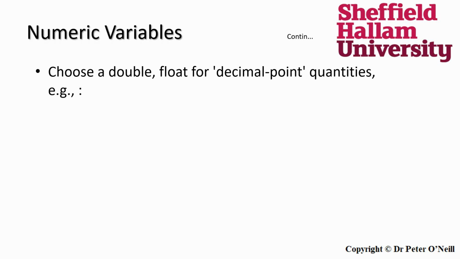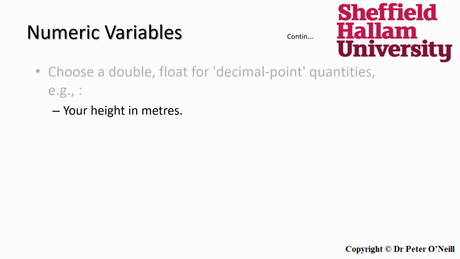So when should you choose a double, float or decimal point or a floating point? Well, you should choose it for things like height in meters, money, yep, because you're going to have £1.99. So if you put that into an integer and put £1.99 in, you'd end up with a pound, because it would lose the 99, which would not make you a happy person.